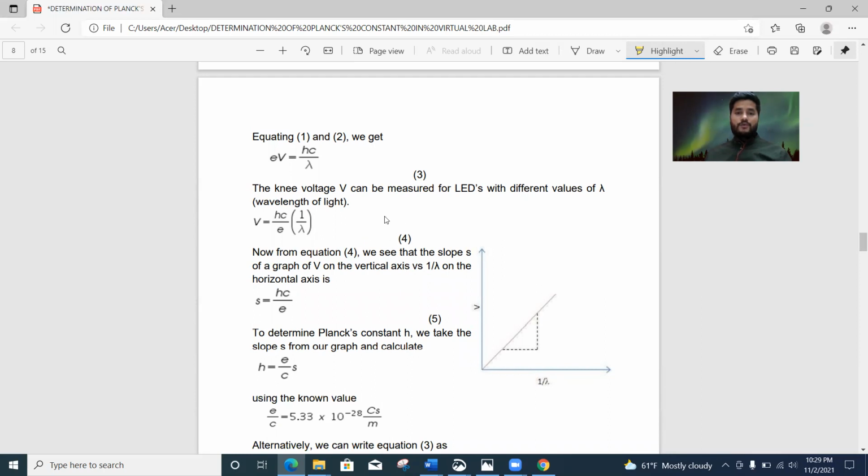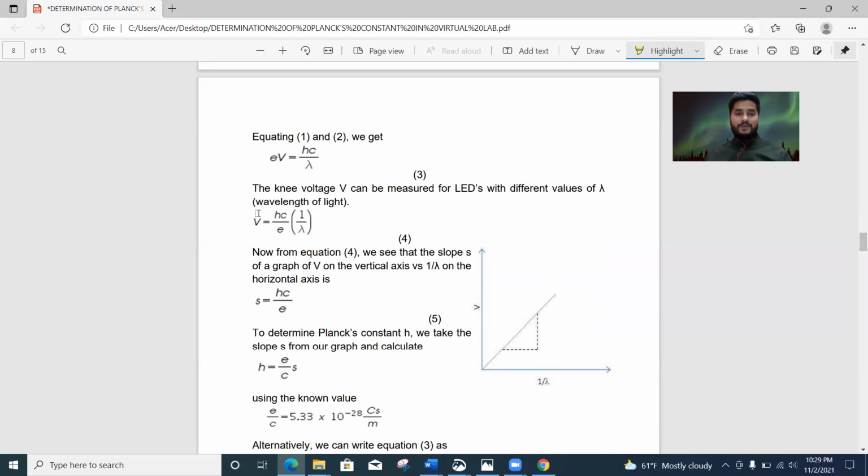Now from equation 4, on the basis of this equation, we are going to plot a graph by observing different values. By doing some observation, we get a straight line, which has a slope represented by hc/e, and this slope gives the value of hc/e from this equation. So V = (hc/e)(1/λ).